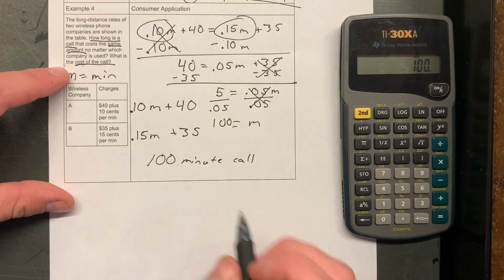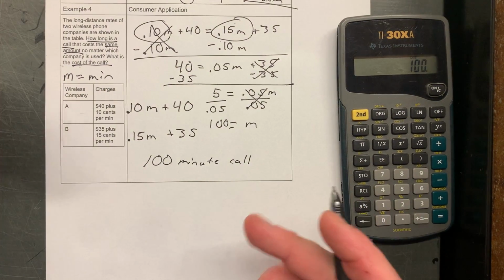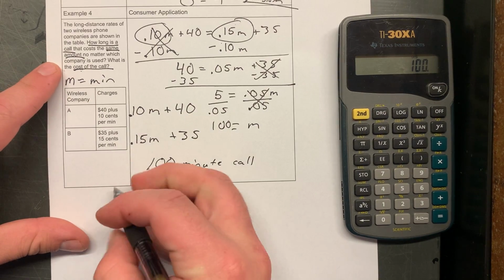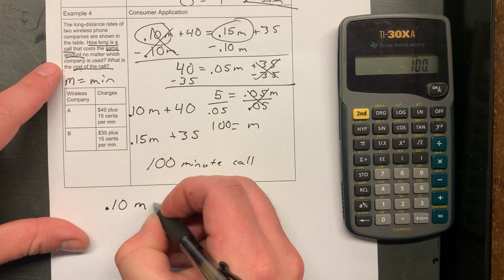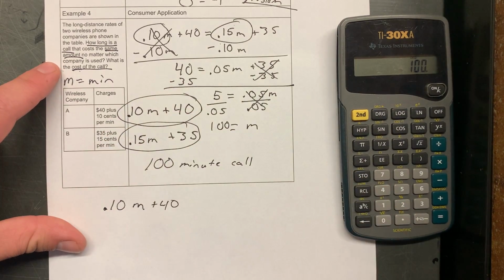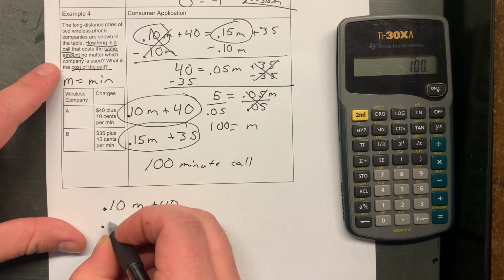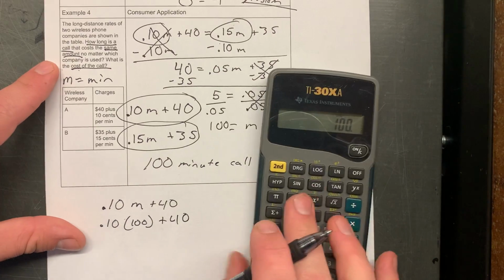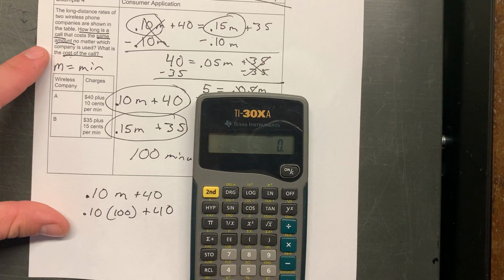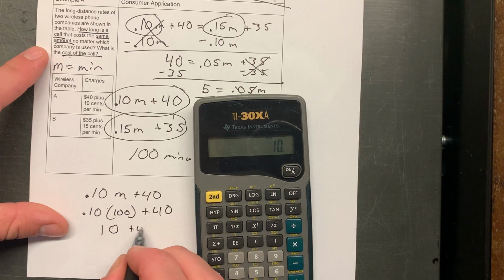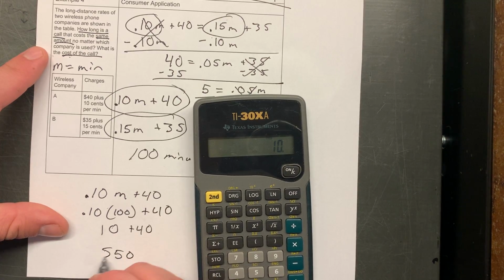Now, what is the cost of that call? So let's plug in 100 for m in whichever equation we want to. I'm going to do it for this first one. It doesn't matter which one you choose. 0.10m plus 40. That's my equation from here. You can also use this equation. They should equal the same. So now, instead of m, I'm going to have 100. If I do 0.10 times 100, I end up with 10. And I'm going to add 40 to it. The cost should be $50.